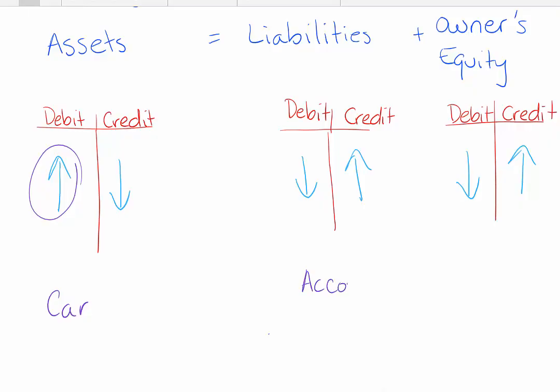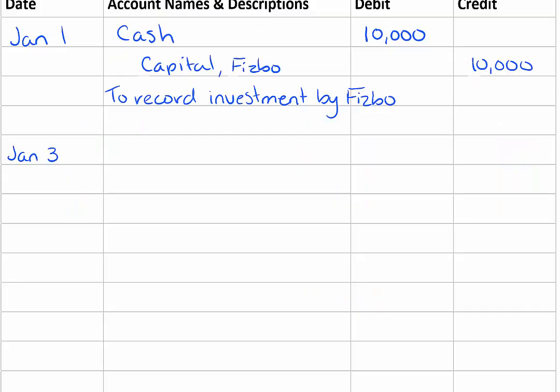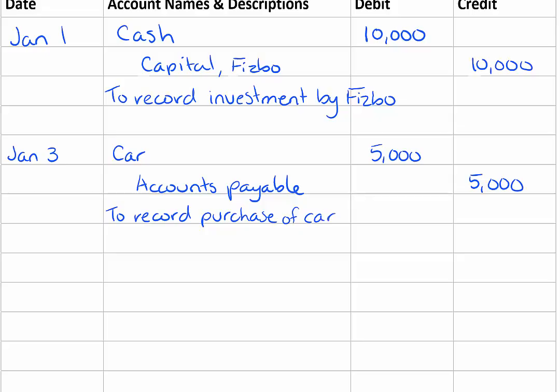For our second journal entry, our asset, our car account, is going to increase by $5,000 and we're paying on credit, which means we're going to pay later. That is our liability. So our accounts payable is going to increase. We are recording a debit for car or clown car for $5,000 and we're crediting accounts payable, and remember your description.